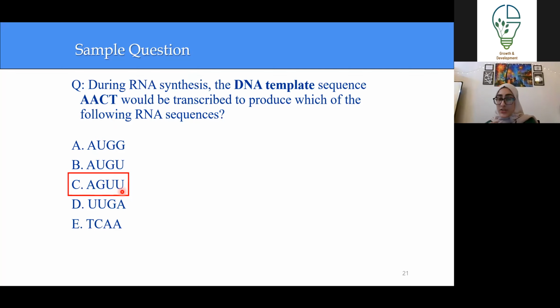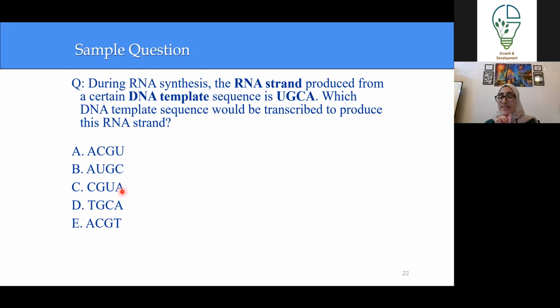Now I have one more question, but this one is a little different. So I want you guys to read it carefully. During RNA synthesis, the RNA strand produced from a certain DNA template sequence is UGCA. Which DNA template would be transcribed to produce this RNA strand? So here I'm giving you the RNA. I'm not giving you the DNA. I'm giving you the RNA. What DNA would produce this?